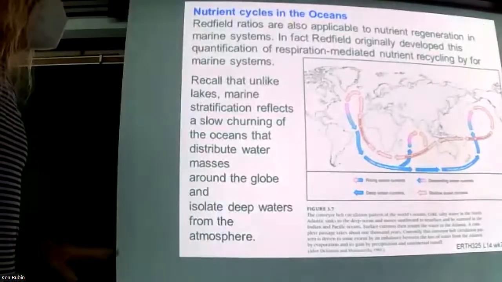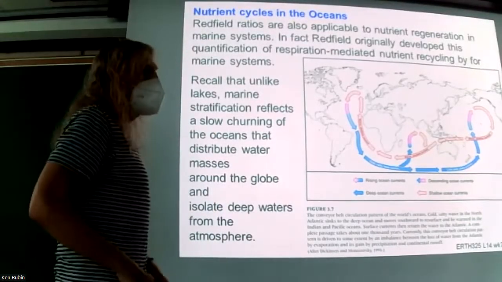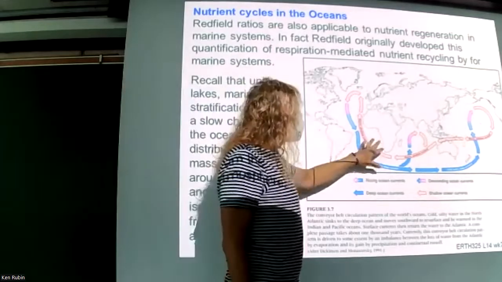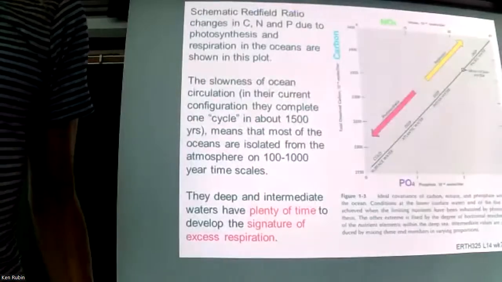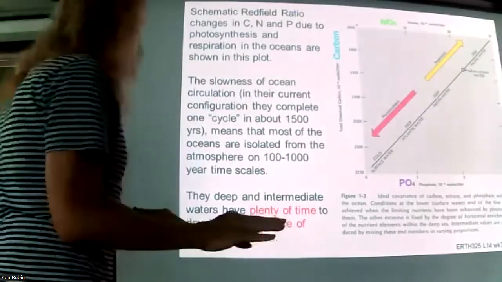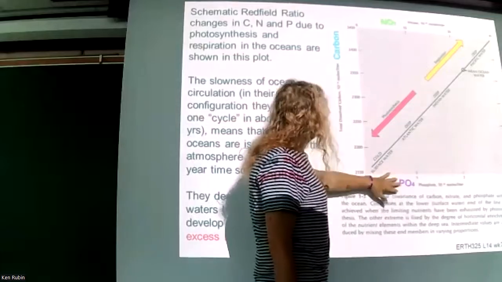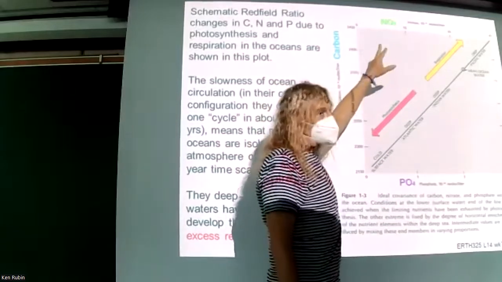Okay, so now when we go to the ocean, it's a little more complicated. I've shown you this diagram before. This is the flow chart of the currents, the deep currents in blue and the shallow currents in red. And in the ocean, if we make a similar plot, this has three things on it: phosphorus, inorganic carbon, and nitrogen across the top, right?